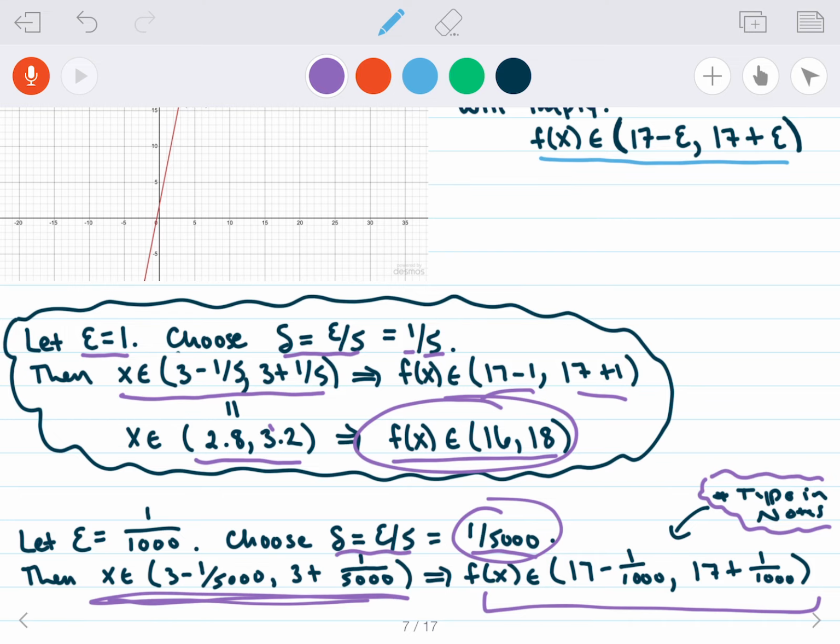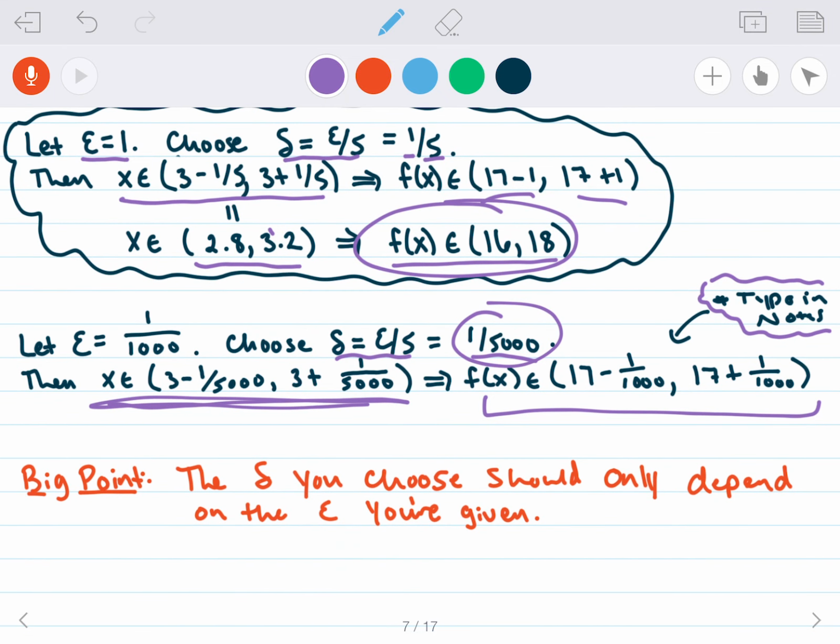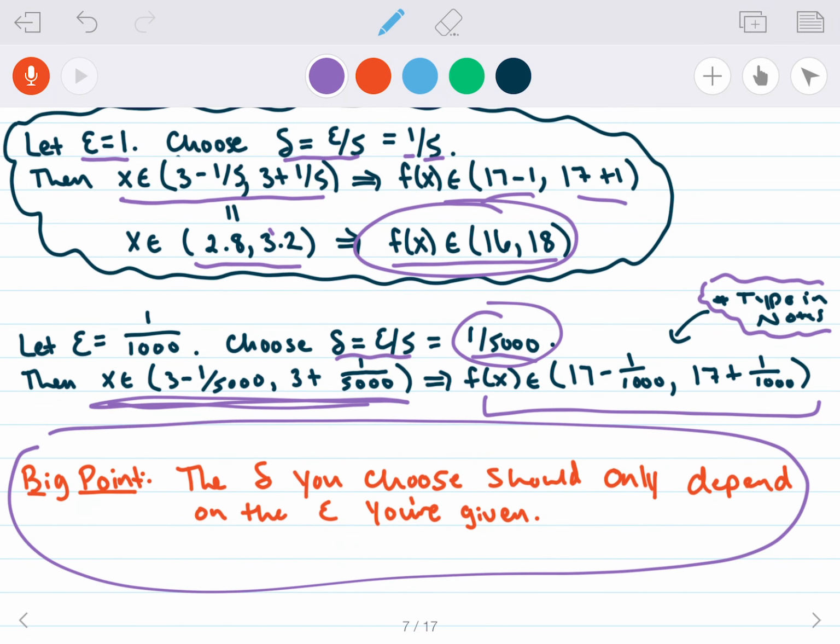And here's the big idea, this is really a big point here: the delta you choose should only depend on epsilon. There should be no other dependencies. Okay?